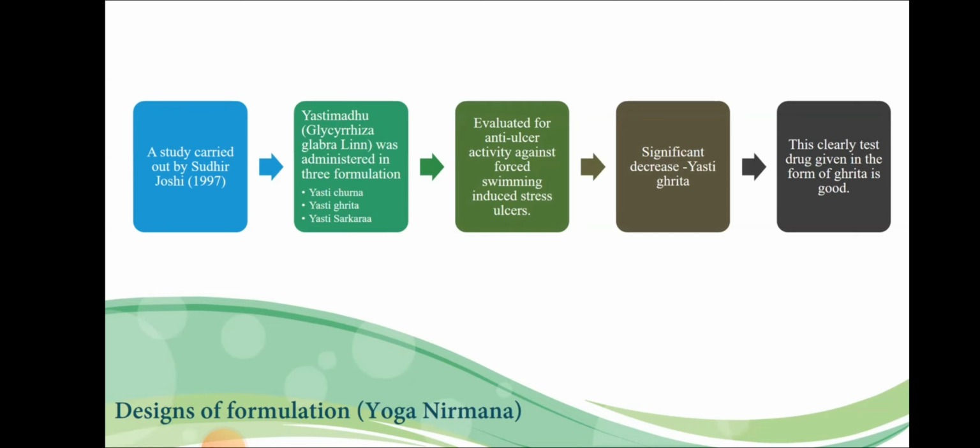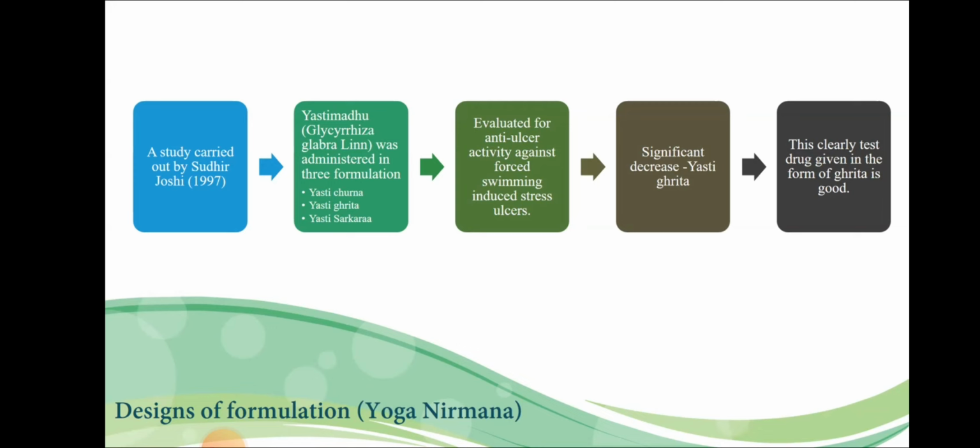Why are certain yogas more effective when given as a Grita Kalpana? Some raw materials will be effective when given as a dry churna or dry powder, or some may be effective when given as a kwatha. So what decides the factor?